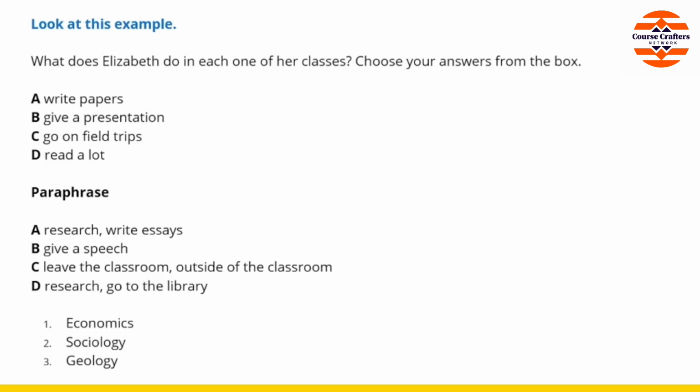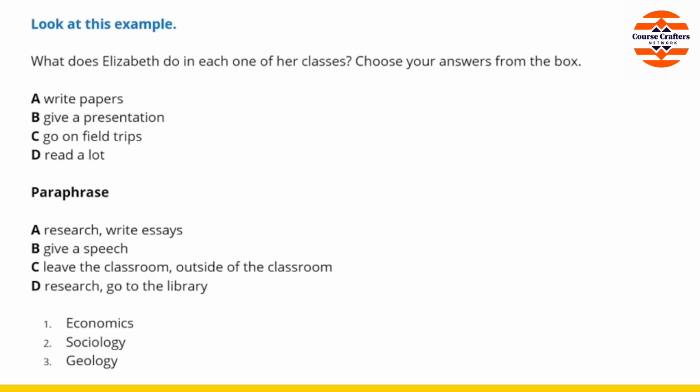So as I mentioned previously, sometimes you're not going to hear the exact same words, like writing papers. It can be stated as researching or writing essays. Giving a presentation can be said as giving a speech. You also have three classes: economics, sociology, and geology. If you have a similar task like this one, all you have to do is, for example, for economics, write down which one, A, B, C, D.